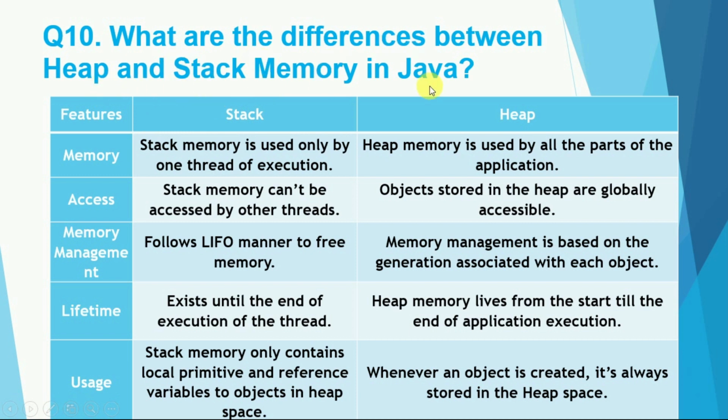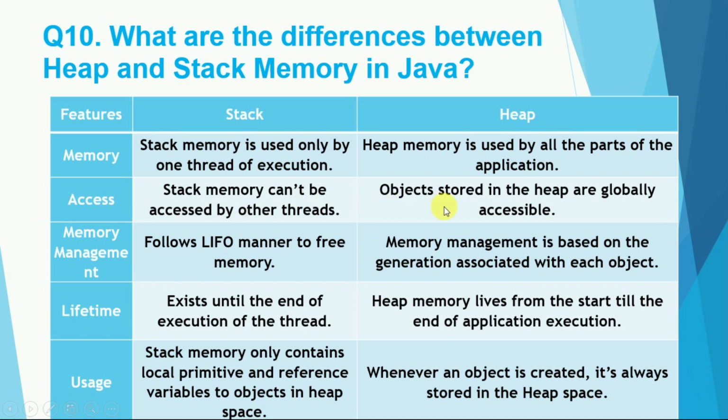There are different memory portions in Java: heap and stack. So what is the difference between the stack and heap portions? With respect to different features, first, if we talk about stack with respect to memory, stack memory is used only by one thread of execution at a time, and heap memory is dynamic, so it is used by all the parts of the application. If we talk about access, stack memory can't be accessed by other threads, because it is used only by one thread of execution at a time.